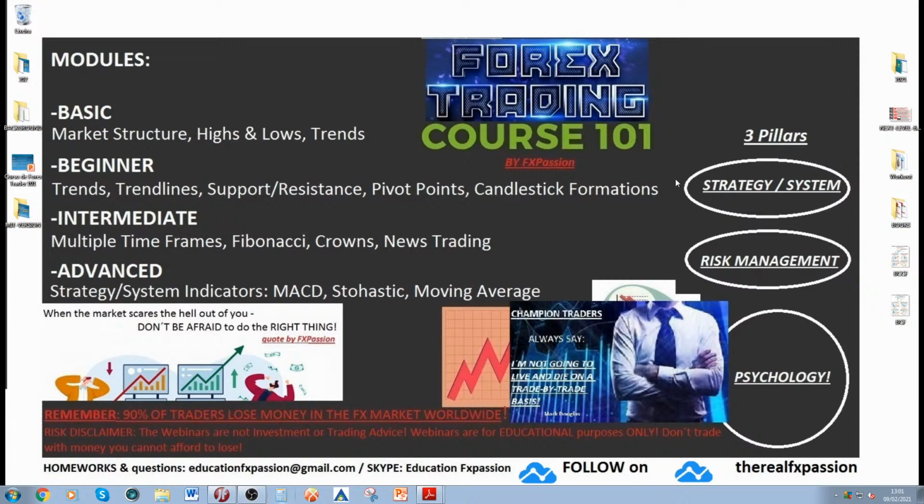If this is your first time, everybody, what are we trying to do here? We are trying to build the three pillars. Pillar number one is the strategy and or system. Pillar number two is the risk management, and pillar number three is the psychology part. And talking about psychology, what do champion beginner traders say?